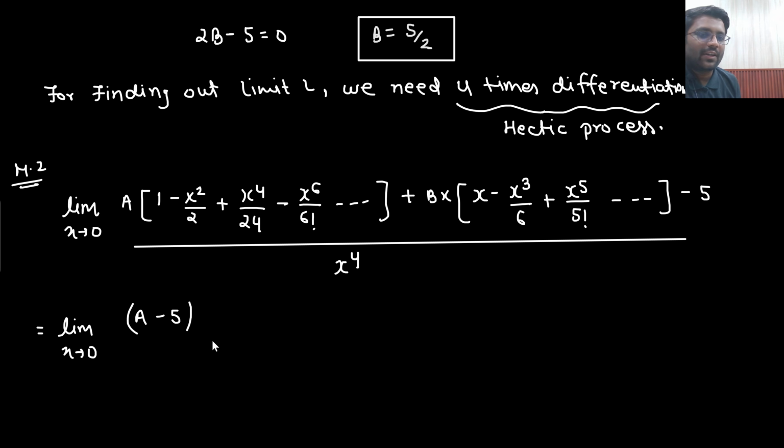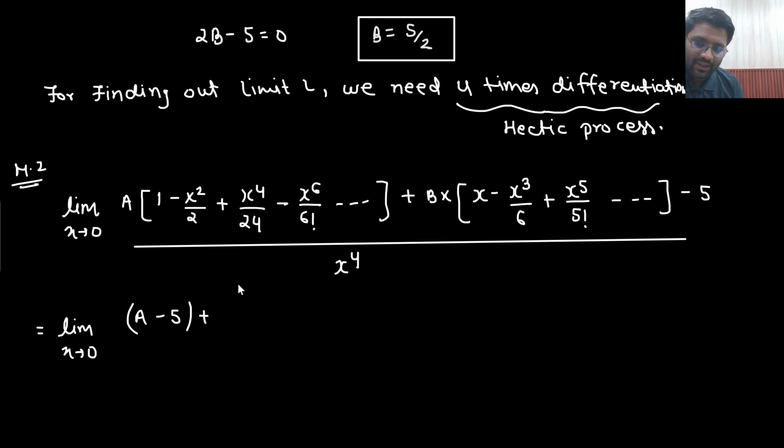Now can I get the factor of x to the power 1? Can I get it? No. From where will you get x to the power 1? Here you are getting x to the power 2, x to the power 4, x to the power 6 and so on. Here also you are getting x to the power 2, x to the power 4, x to the power 6 and so on. So the bottom line is that you cannot get x to the power 1. So next you will have to think about x to the power 2.